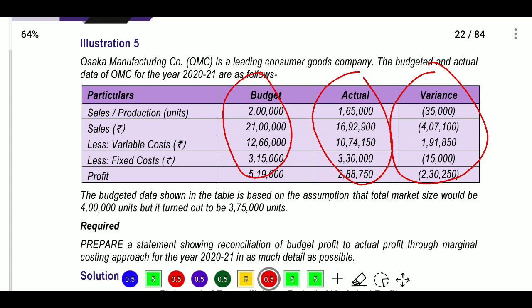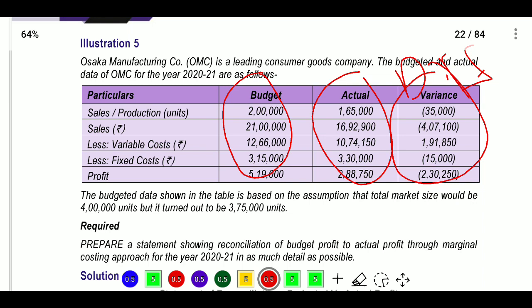How do we get that variance? 2 lakhs minus 1,65,000, you will get the variance. What is meant by variance? Variance is nothing but the difference. They provided actual production and sales. They budgeted for 2 lakh units, but actually took only 1,65,000 units. There is a 35,000 difference. Next, sales of 21 lakhs was budgeted and actual was 16,92,900.